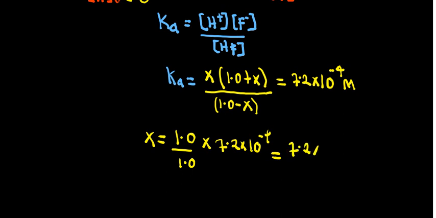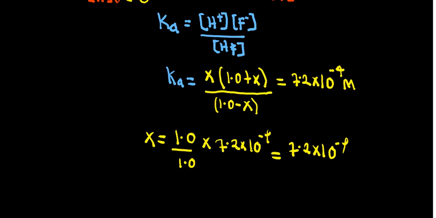7.2 times 10 to the power negative 4. So what I'm going to do here is compare this value to 1.0. Since x is smaller compared to 1.0, it means that it is acceptable. And what we're simply going to do here is ignore it. Okay? We're going to ignore the x.